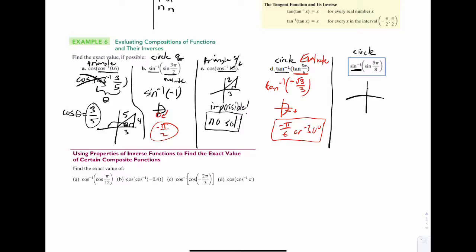So let's highlight 1 and 4. 5π/8, that's going to be in quadrant 2, a little past right there. So we can see we are not in the range by drawing it out that way. But what we can do is use reflection.